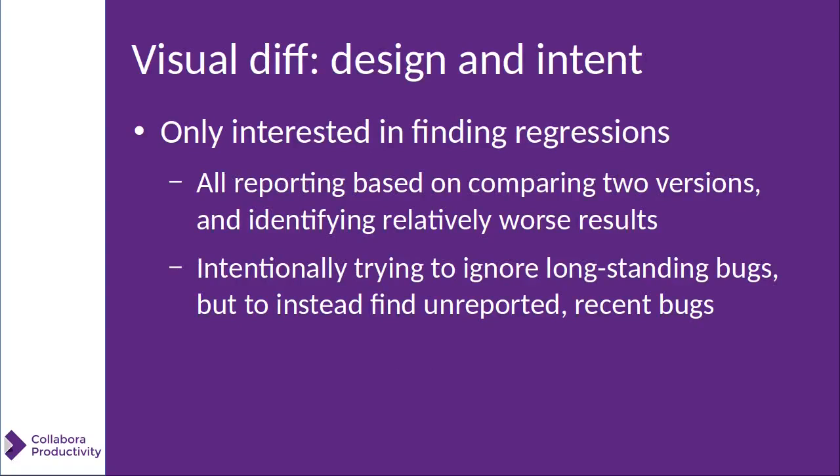In terms of the intent and design of this tool, this tool is designed to only find regressions. So all reporting is going to be done based on comparing two different versions and identifying the relatively worse results. So for example, we would compare Collabora 2304 with Collabora 2404. So we're intentionally trying to ignore any long-standing bugs. The idea with this tool is to find recent unreported bugs, regressions basically.